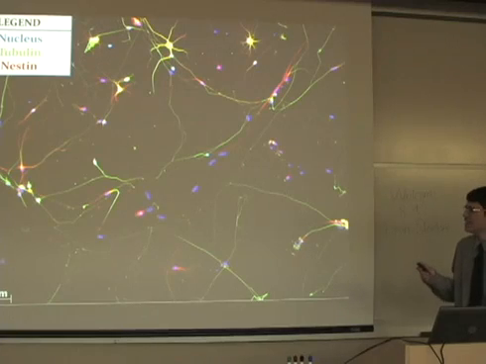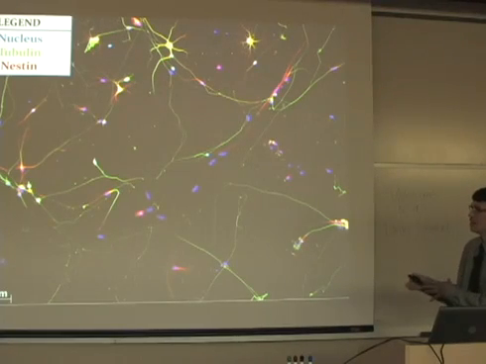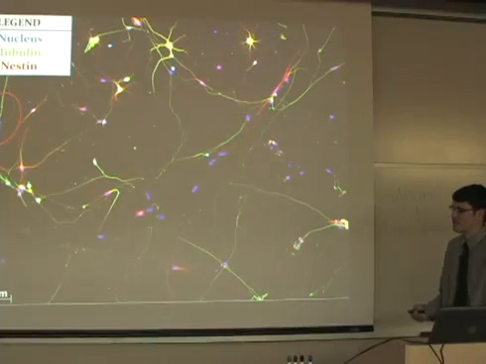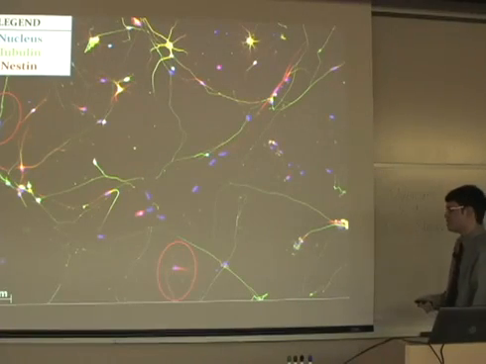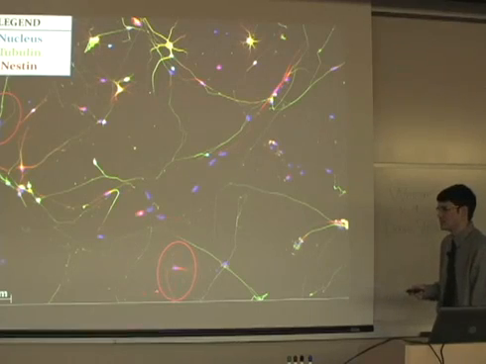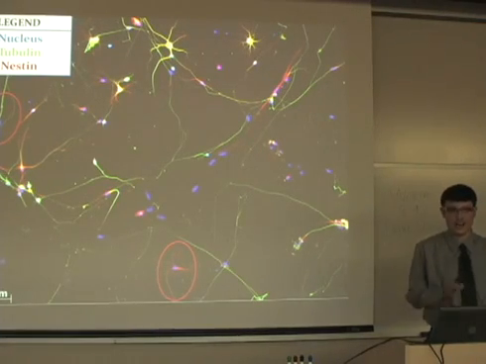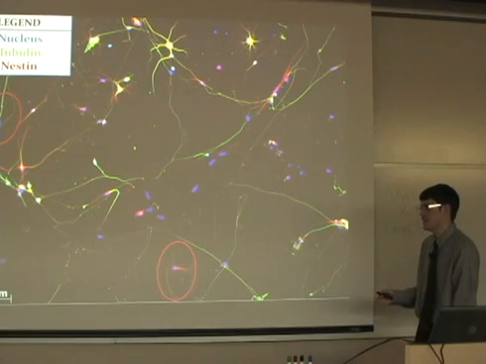We can identify different populations of cells in this micrograph. For instance, we have beta tubulin positive, nestin negative type of cells. And we can also have nestin positive cells, beta tubulin negative. Now the question arises, how come a cell can be beta tubulin negative?